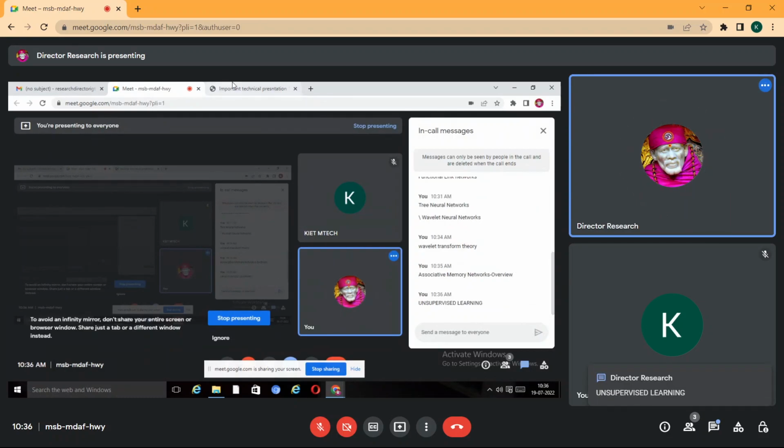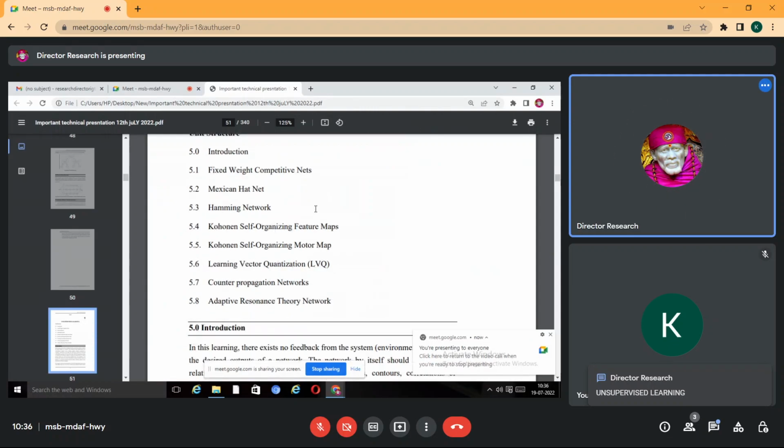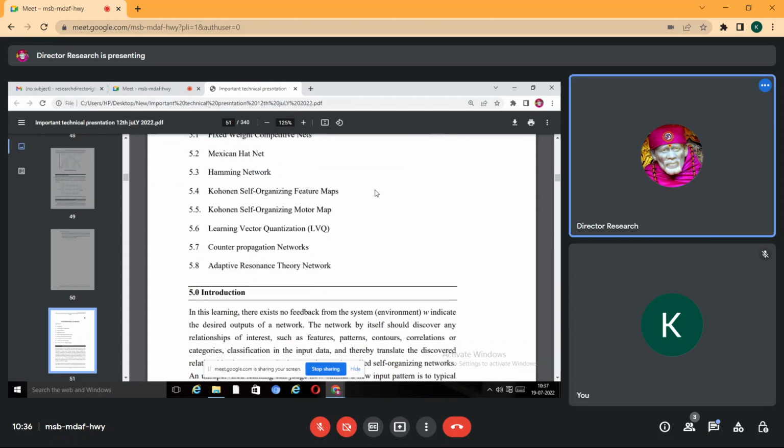Unsupervised learning. What is this unsupervised learning? You have to see the structure. Introduction, fixed weight competitive nets, Mexican hat net, Hamming network, Kohonen self-organization feature maps, Kohonen self-organization motor map, learning vector quantization, counter propagation networks, adaptive resonance theory network.